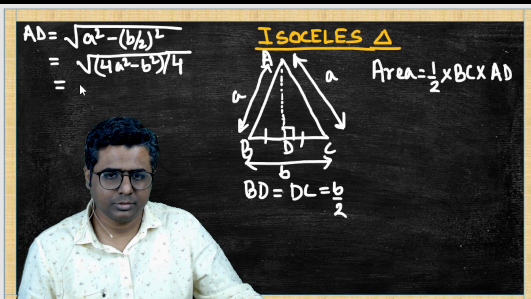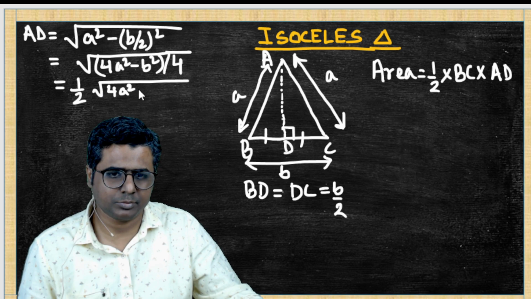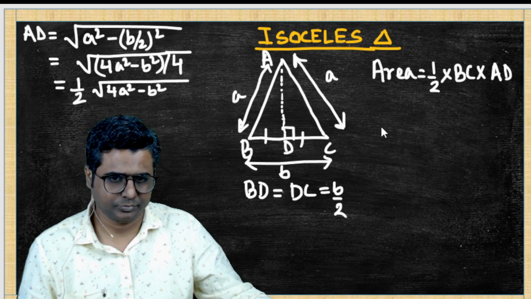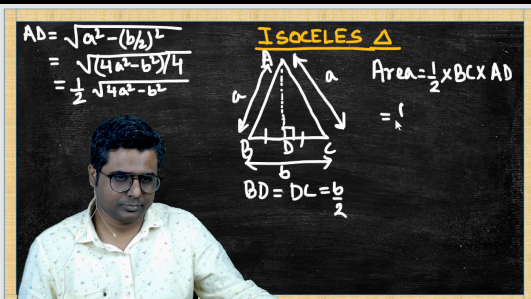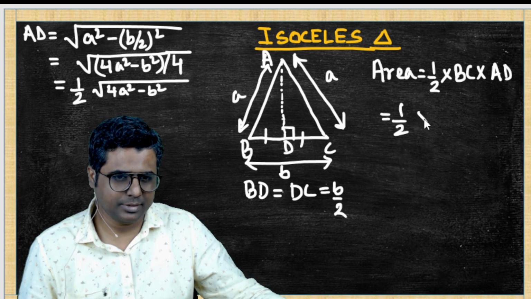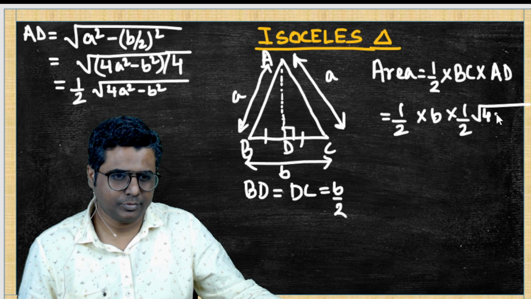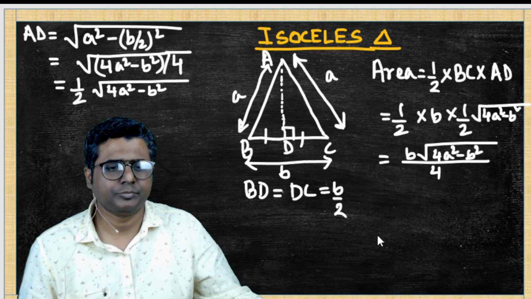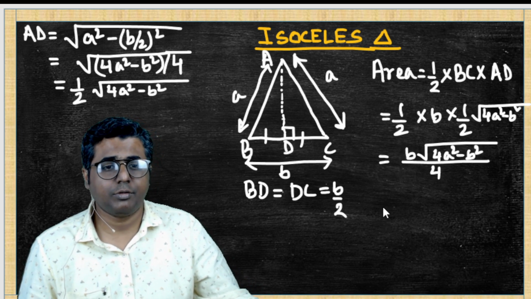So, AD will be, this 4 will come out as 2, and the 4 a square minus b square part will remain in the square root. What is BC? BC is b, and this AD part is 1 by 2 root over 4 a square minus b square. The final formula is b into root over 4 a square minus b square by 4. This is the final formula for the isosceles triangle.